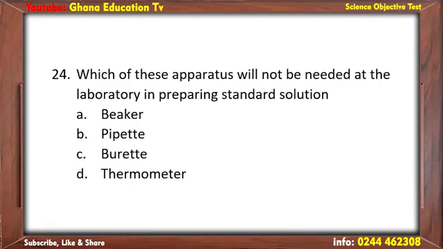Number 24. Which of these apparatus will not be needed at the laboratory in preparing standard solution? A. Beaker. B. Pipette. C. Burette. And D. Thermometer.